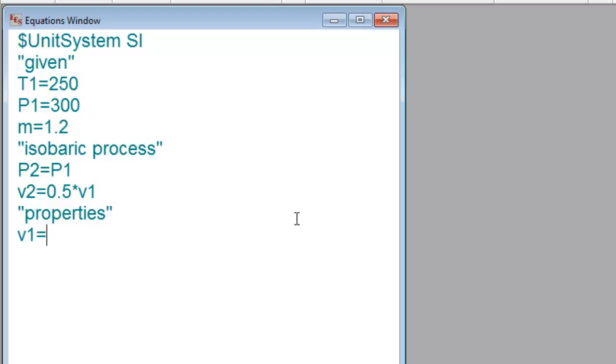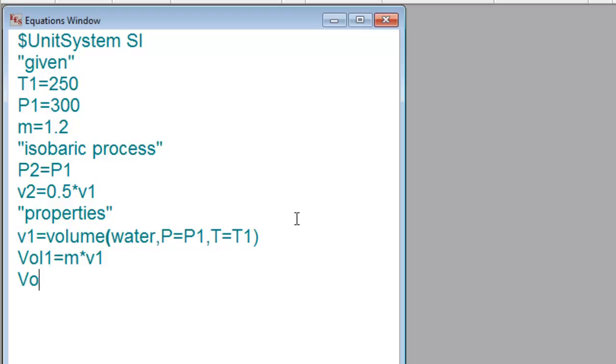So here I'll find V1, the specific volume, using the volume function, and this is of water. And now I put in my initial conditions of P1 and T1. Then I can find the extensive volume. I'll call that Vol1, and that is the mass times V1. We also need to find the final extensive volume, so Vol2 is mass times V2.